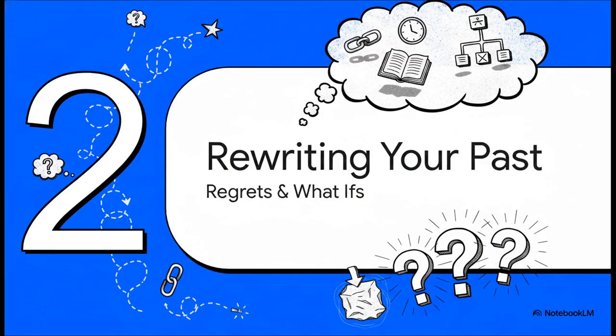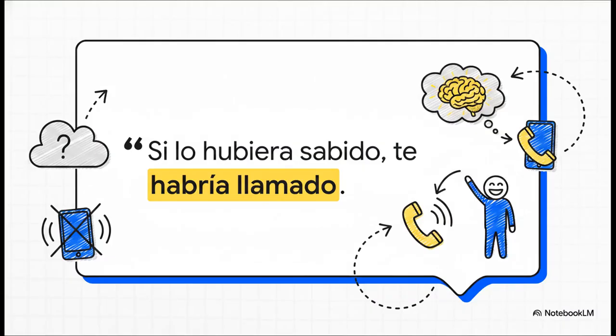Okay, so we know how to build it. Now for the fun part. Let's see how we can use this to express all those regrets and rewrite our own personal history. This sentence is a classic. It perfectly captures that feeling. Si lo hubiera sabido. If I had known, that's the condition, right?